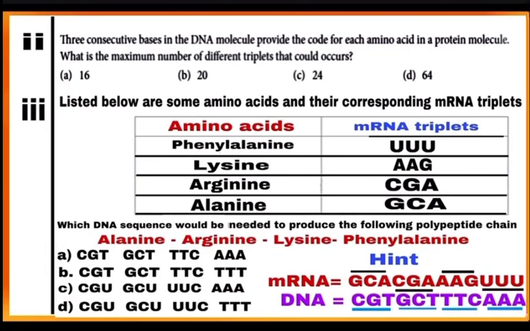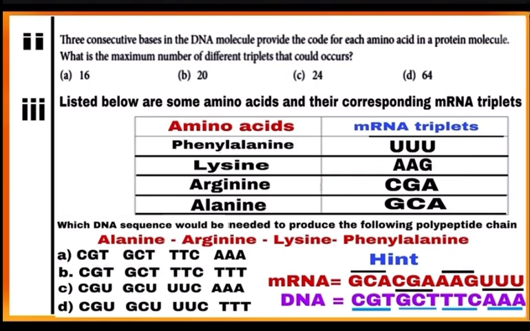Question number 2. 3 consecutive bases in the DNA molecule provide the code for each amino acid in a protein molecule. What is the maximum number of different triplets that could occur? The triplet code consists of 3 out of 4 nucleotide bases: adenine, cytosine, guanine or thymine. Thus, the maximum number of codons is 4 to the power 3, which is equal to 64. So, mark D as a correct answer.